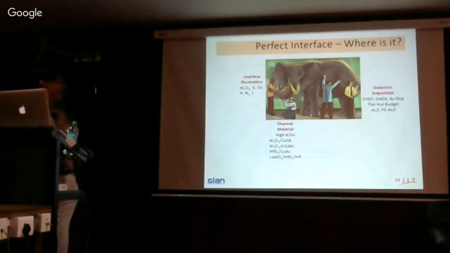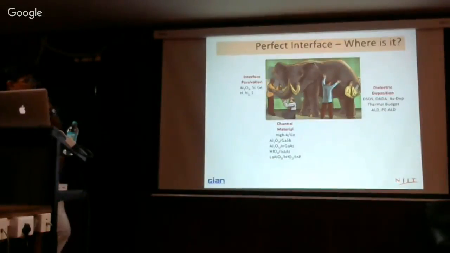And then comes channel material. When you look at channel material and high-K: germanium, aluminum oxide, gallium antimonide, or aluminum oxide on InGaAs, or gallium arsenide, or lanthanum oxide, hafnium oxide, multi-stack. So these are some of the structures people have reported in this area.